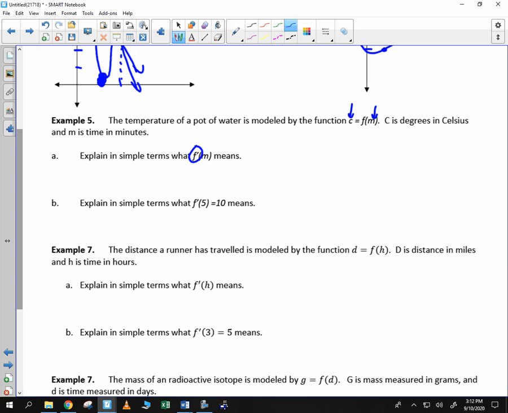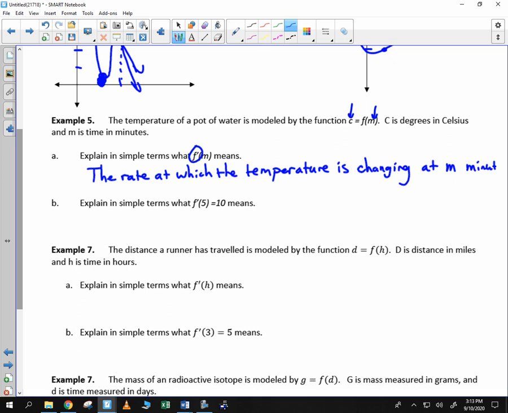This means the rate at which the temperature is changing at m minutes. So we're going to look back at what I wrote after we look at a real example.